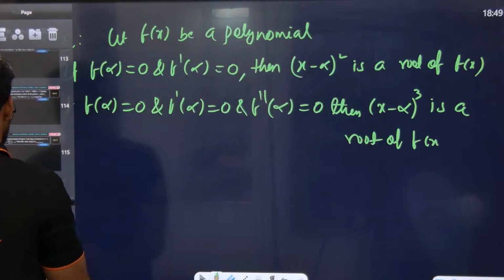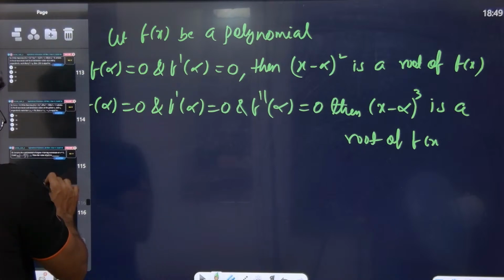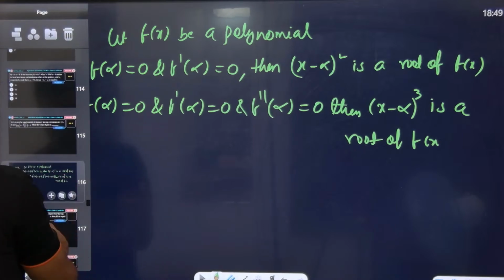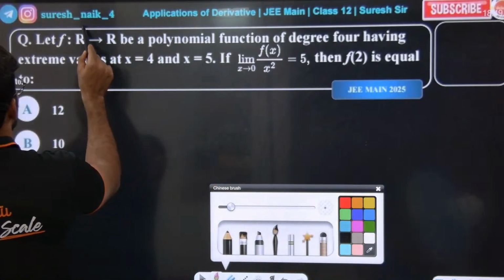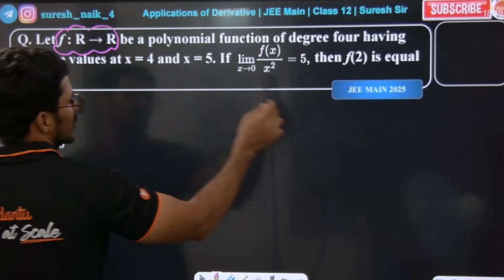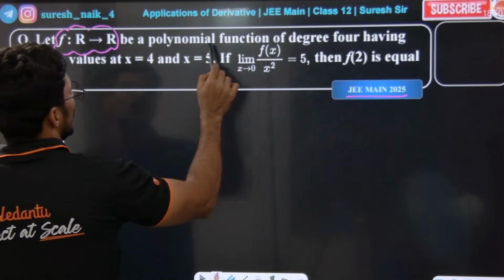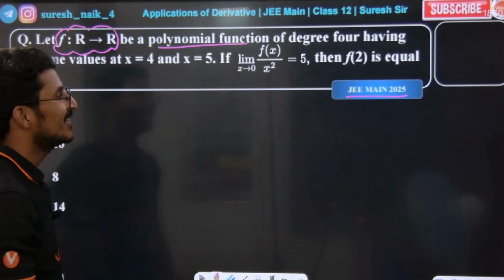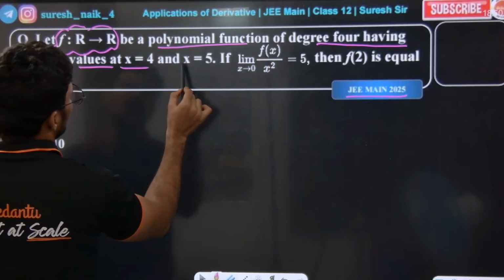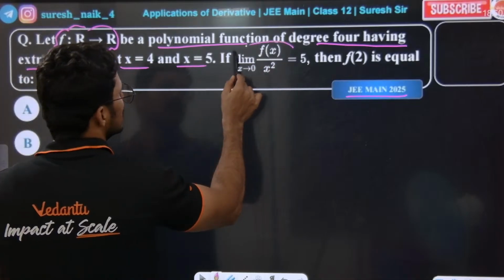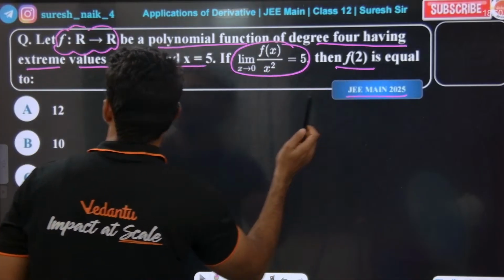If we solve one question, we will get the idea. Okay? Look at this question. Let f be a function mapping from R to R. This is the latest question, last year's question. Let f be a polynomial function of degree 4 having extreme values at x is equal to 4 and 5, and the limit is equal to 5. Find f of 2.